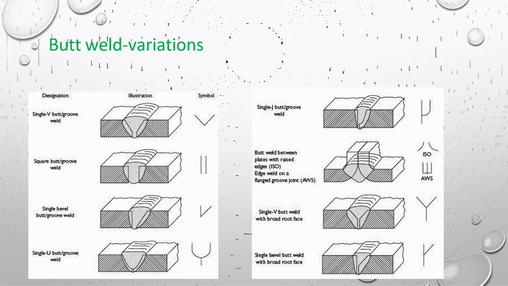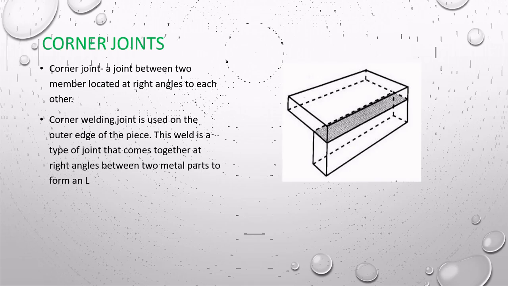Okay, now we move to corner joint. What is corner joint? Corner joint is a joint between two members located at right angles to each other. Corner welding joint is used on the outer edge of the piece. This weld is type of joint that comes together at right angles between two metal parts to form an L.